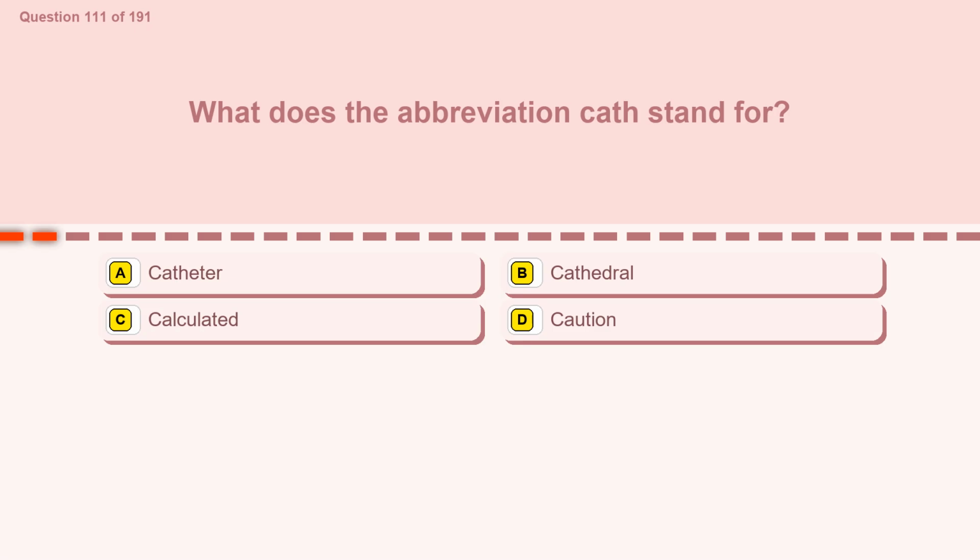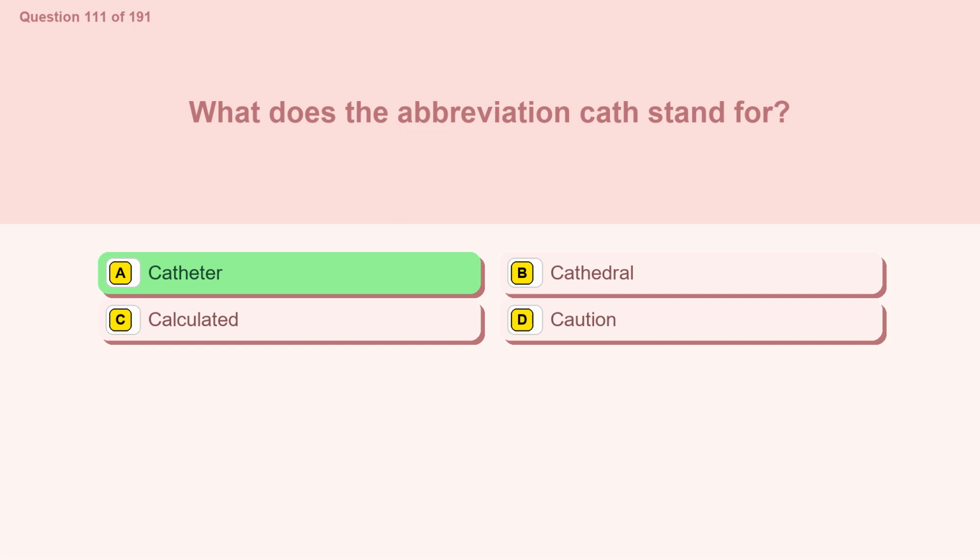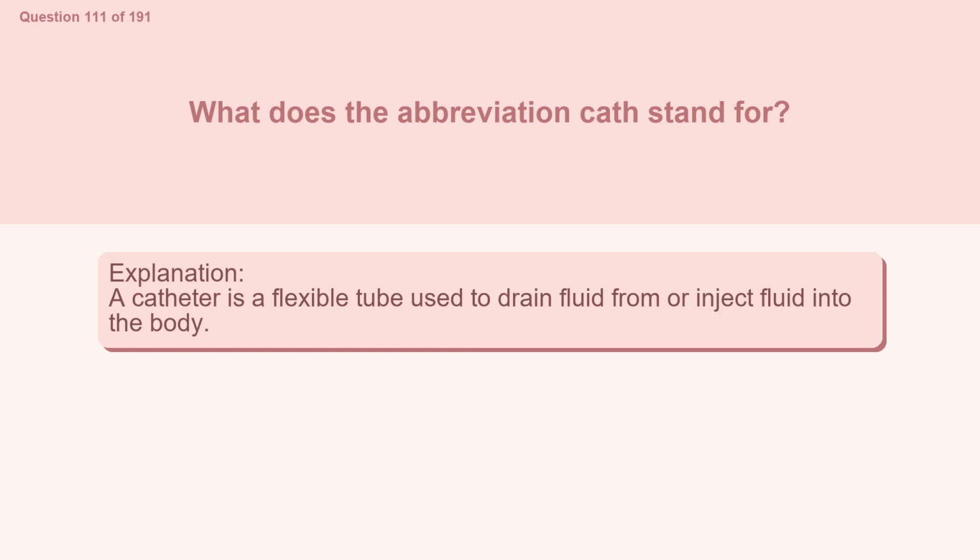Question 111. What does the abbreviation CATH stand for? Option A, catheter. Option B, cathedral. Option C, calculated. Option D, caution. The correct answer is option A, catheter. A catheter is a flexible tube used to drain fluid from or inject fluid into the body.